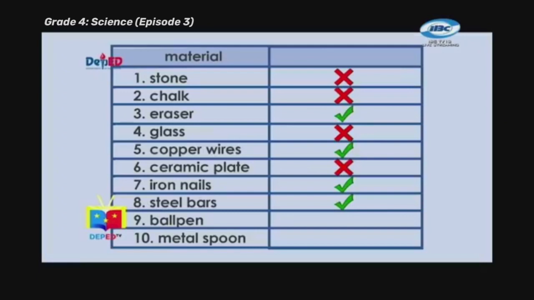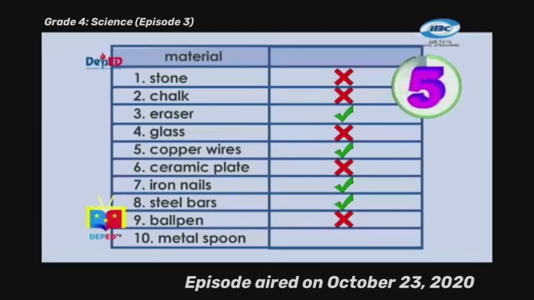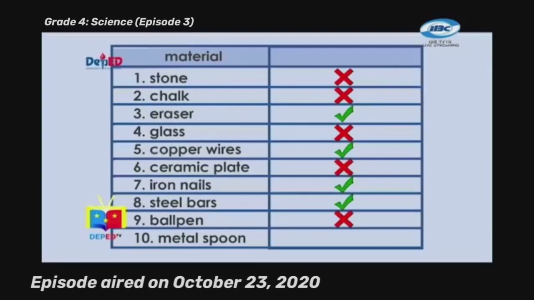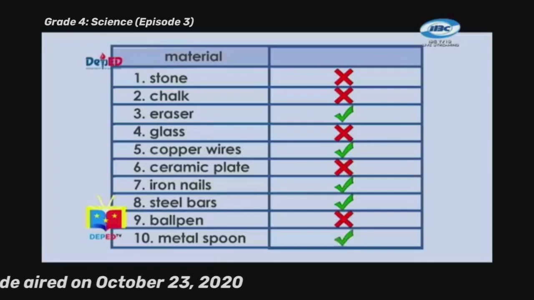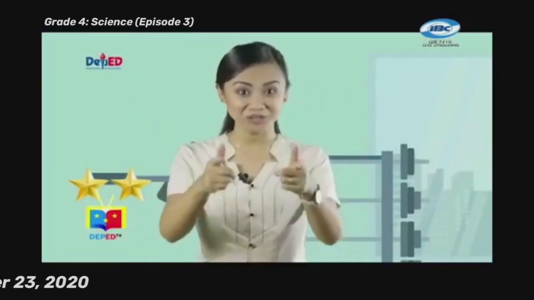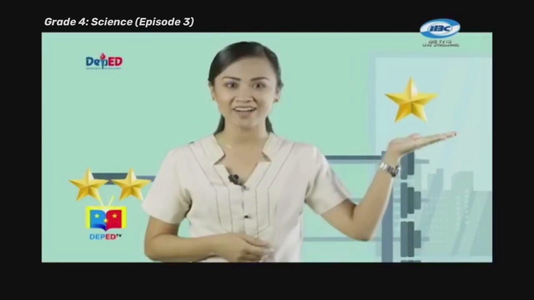Our ninth material is a ball pen. A ball pen cannot be bent. Our 10th material is a metal spoon. A metal spoon can be bent. Did you get all of the items right? If you do, it's time for you to gain your third and last star.